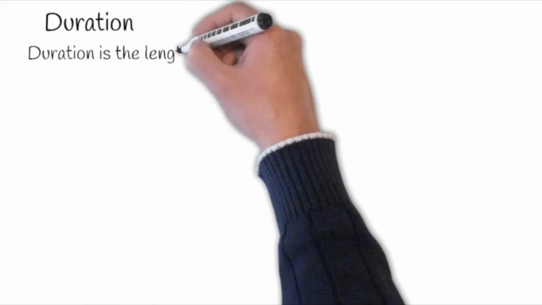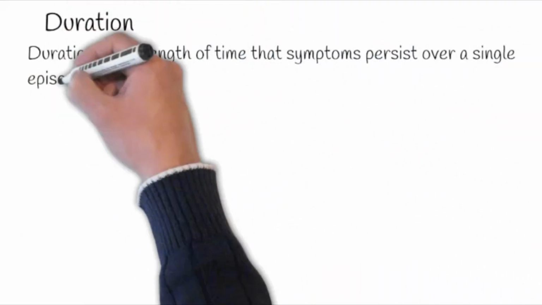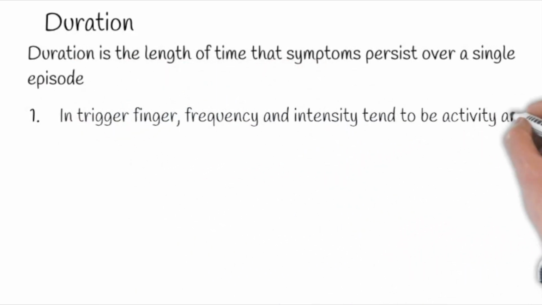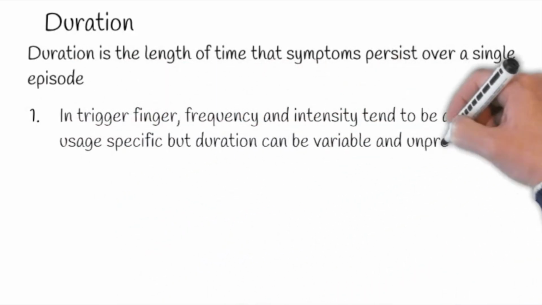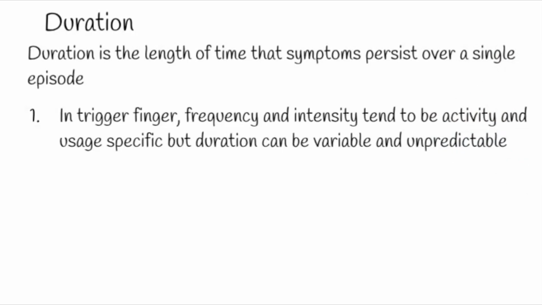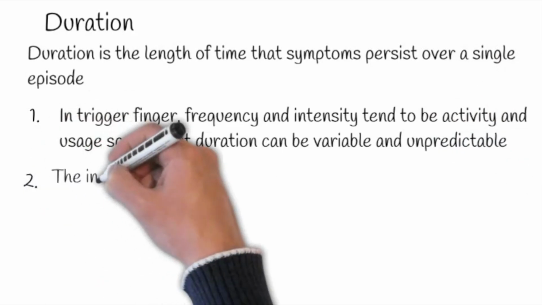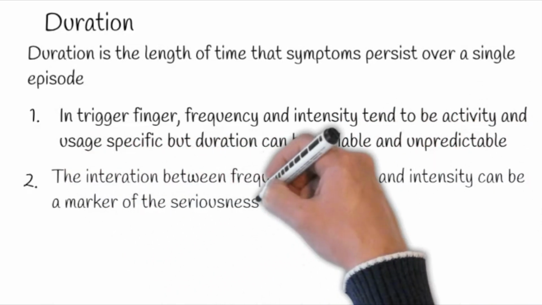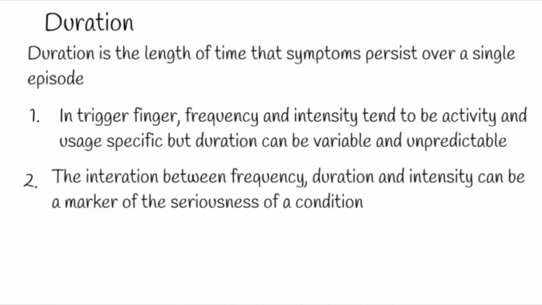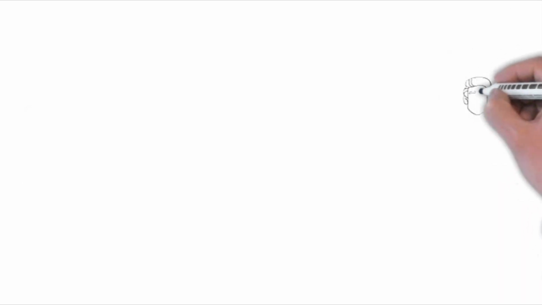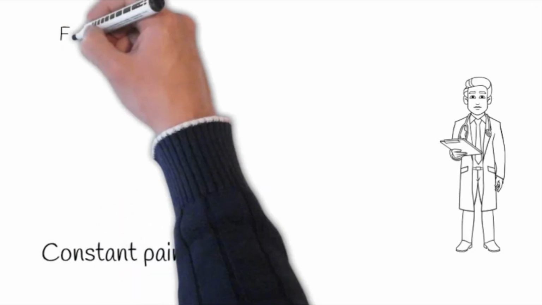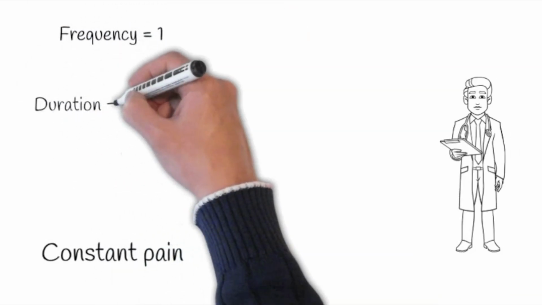Duration is the length of time that symptoms persist over a specific episode. In trigger finger, frequency and intensity tend to be driven by activity, but duration can be variable and unpredictable. The interaction between frequency, duration, and intensity can be a marker of the seriousness of a condition. For example, if pain appears and doesn't go away for a whole day, it can be described as constant, meaning that it has a frequency of 1 and a duration of 24 hours.